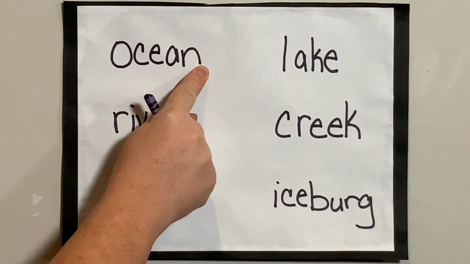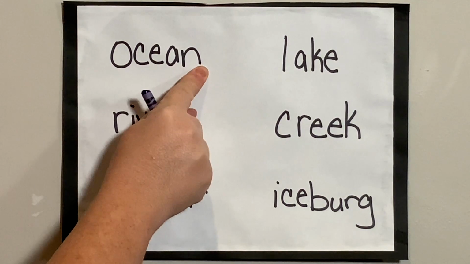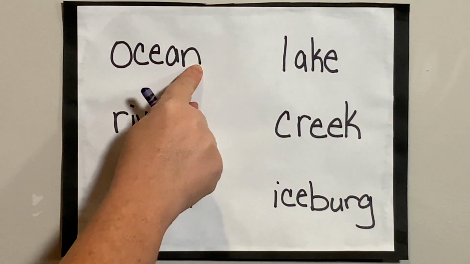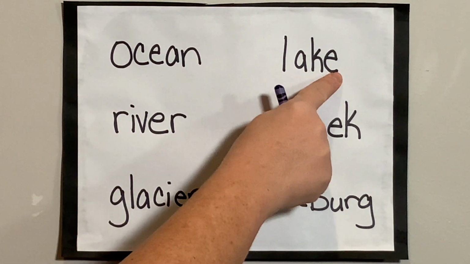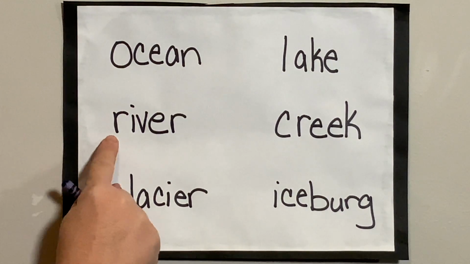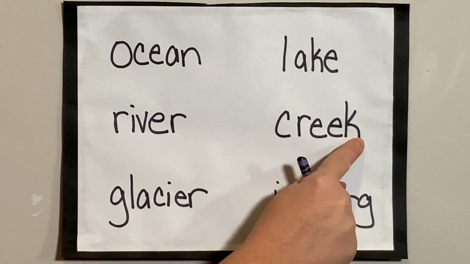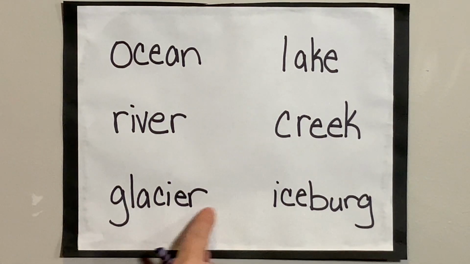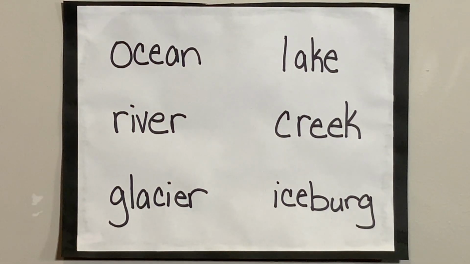Ready? This is an ocean. Now, as we read them together out loud, I want you to picture this. What would an ocean look like in your mind? Okay? So, ready? Ocean, lake, river, creek, glacier, or an iceberg.